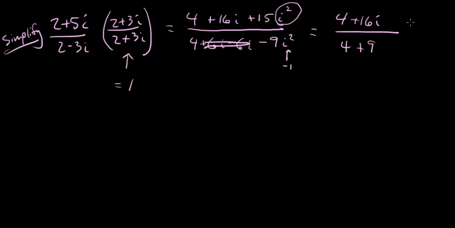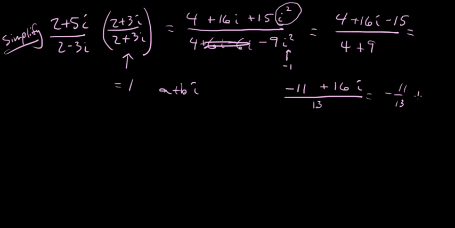So negative 1 times 15 is minus 15. What does that simplify to? 4 minus 15 is negative 11 plus 16i, over 4 plus 9, which is 13. Now we want to write that in standard form. Standard form is a plus bi. So we have to write it this way. Negative 11 over 13 plus 16 over 13i. Next. But wait, there's more.